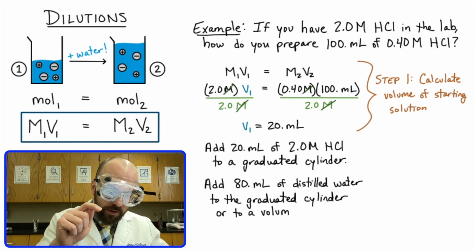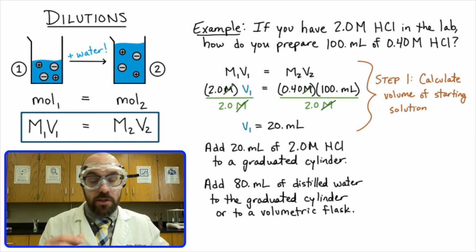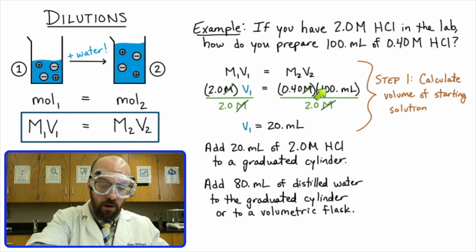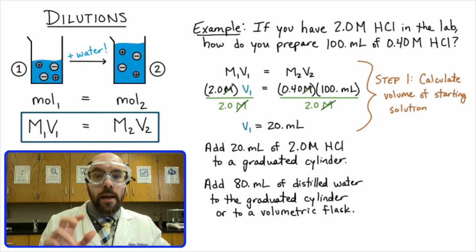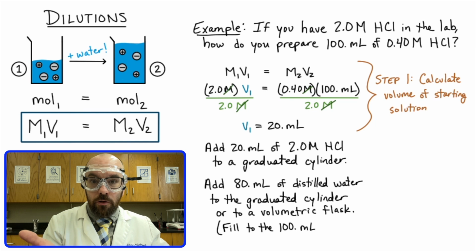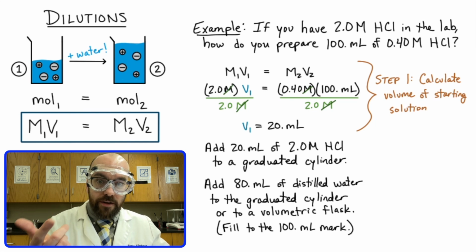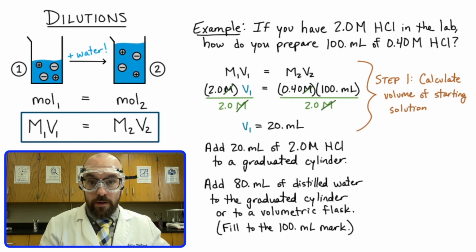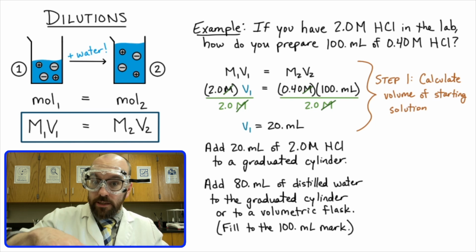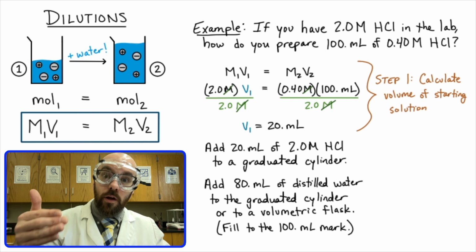Or we could do all of this in a volumetric flask, which is going to be the better way to go if you have a volumetric flask that measures the target volume, which I do in this case. Now, instead of measuring out 80 milliliters, we're just going to fill the volumetric flask up to the 100 milliliter mark. So we're adding 80 milliliters of water, plus the 20, which means we're filling it up to the 100 milliliter mark. I could do that by adding the water directly to the graduated cylinder, but since I have it, I'm going to use my volumetric flask.